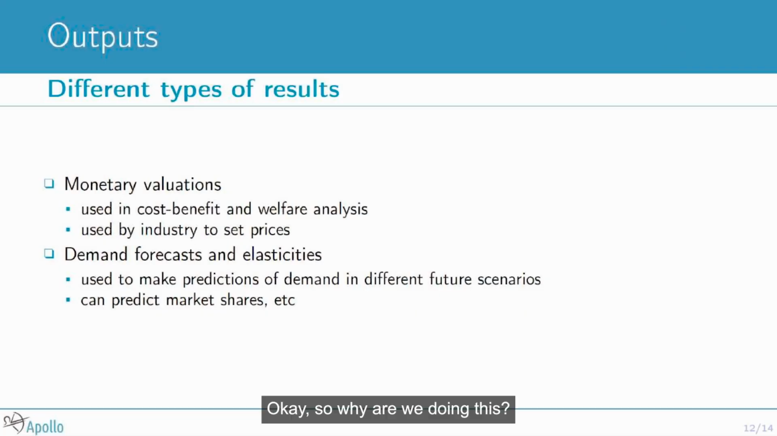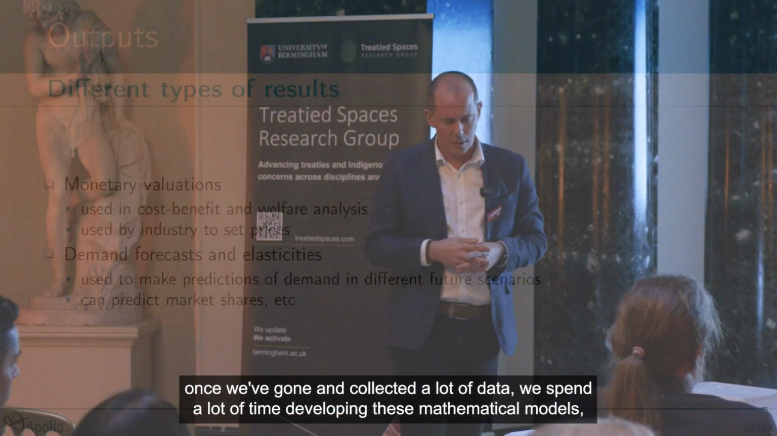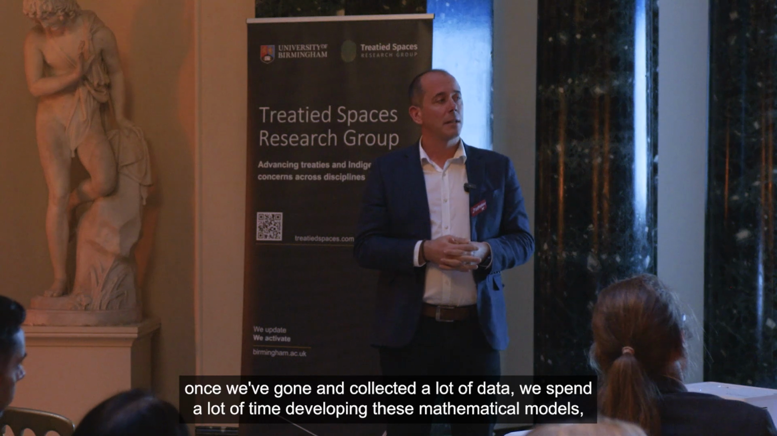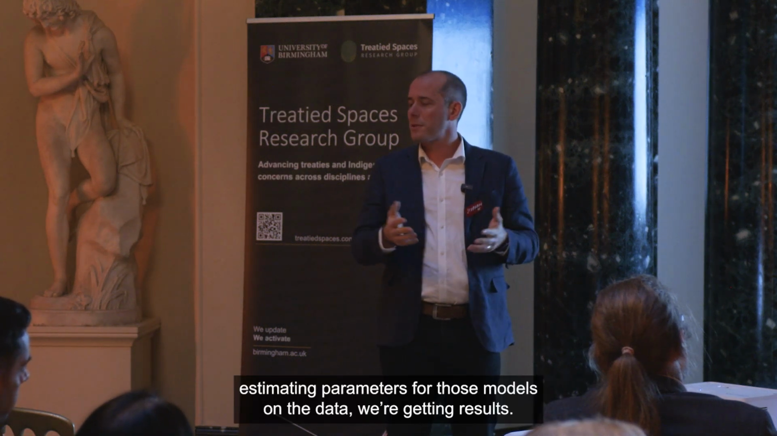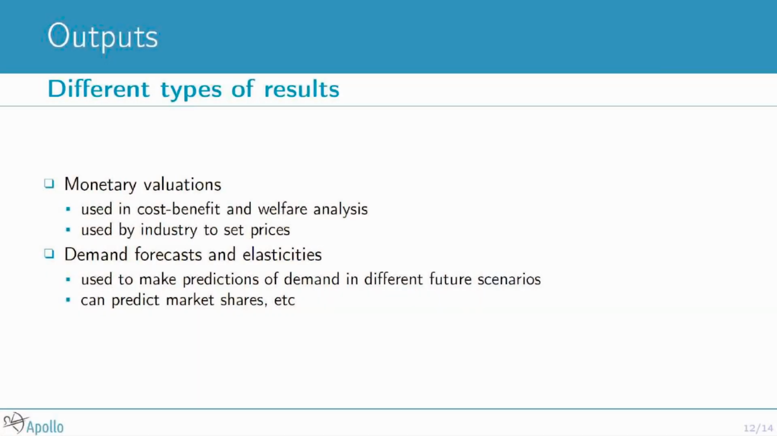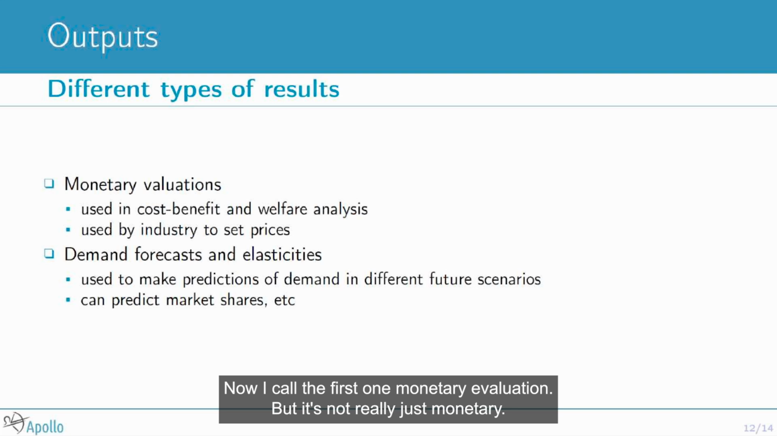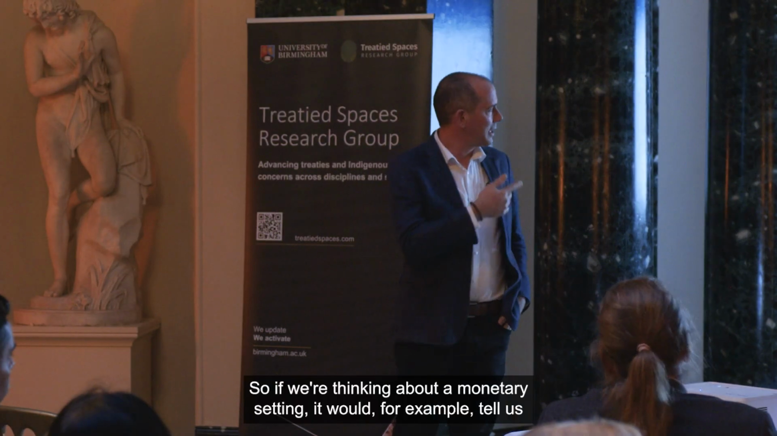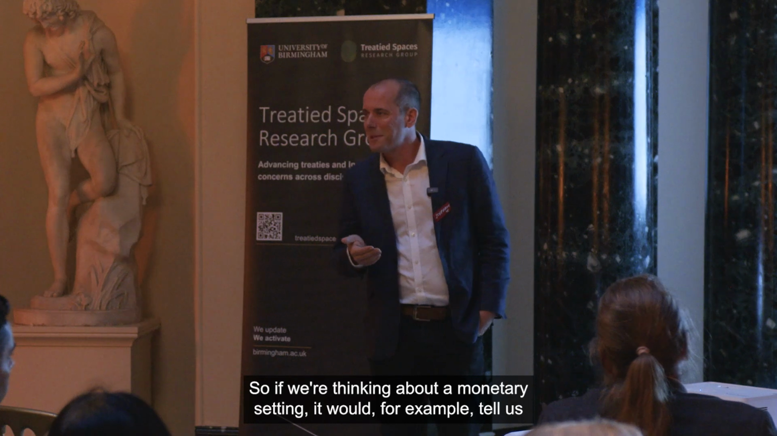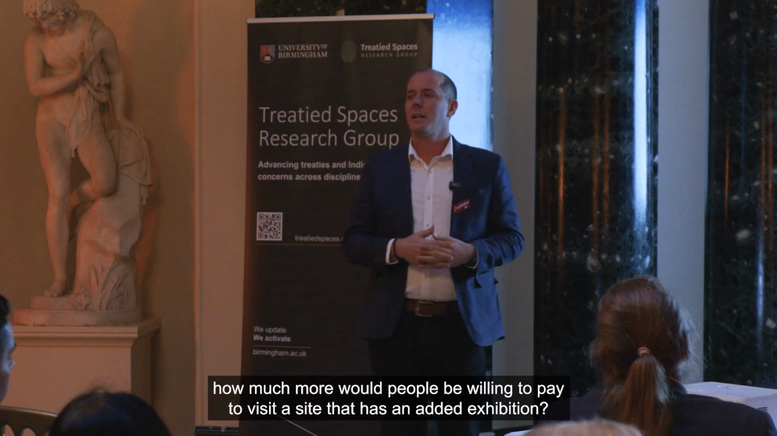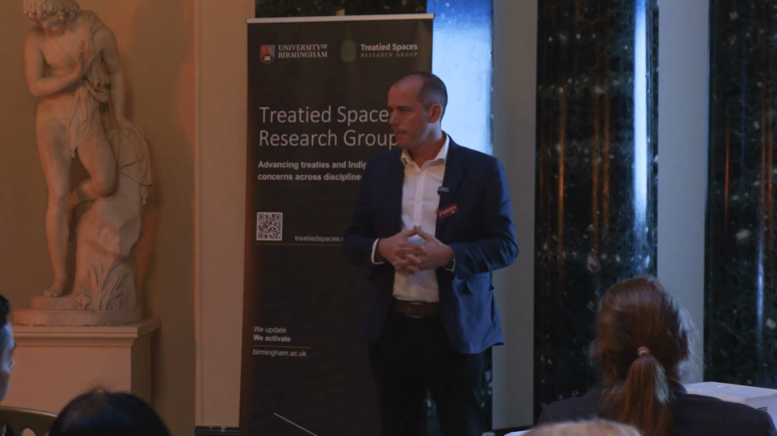Okay, so why are we doing this? What do we actually get out? Once we've collected a lot of data, we spend a lot of time developing mathematical models and estimating parameters for those models on the data, and we get results. We get two core types of outputs. I call the first one monetary valuation, but it's not really just monetary. It's about understanding quantitatively what trade-offs people are making. So in a monetary setting, it would, for example, tell us how much more people would be willing to pay to visit a site that has an added exhibition.